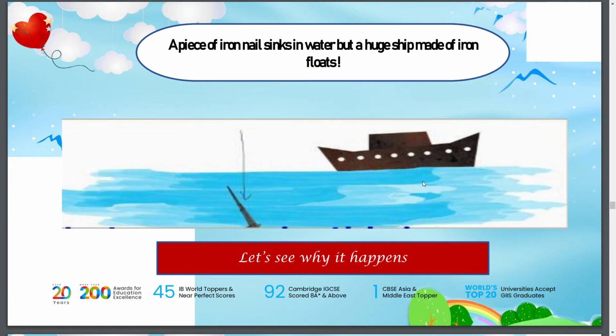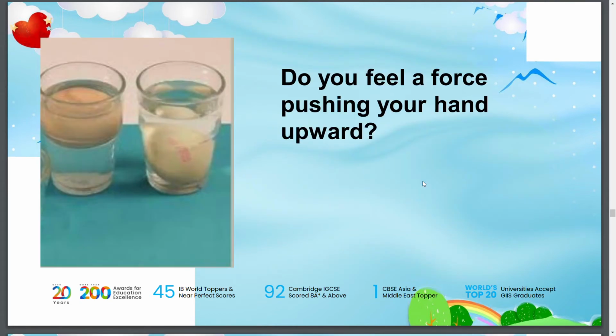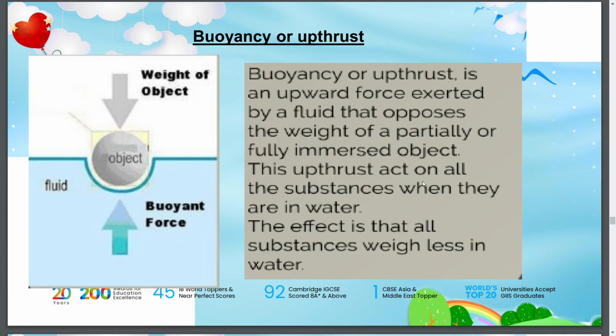A piece of iron nail sinks in the water, but we have already learned that a ship floats because of its shape, because of the volume of the ship. Do you feel a force pushing your hand upward? This is buoyancy, or upthrust. The weight of the object is acting downward, and the buoyancy force is trying to throw it out of the water. Buoyancy or upthrust is an upward force exerted by a fluid on a partially or fully immersed object.